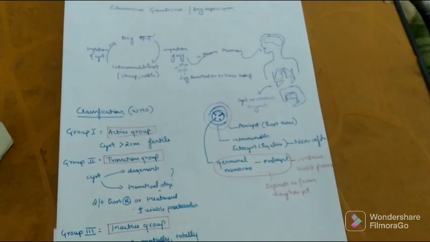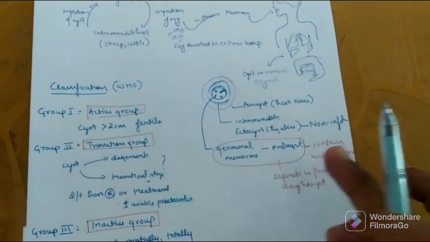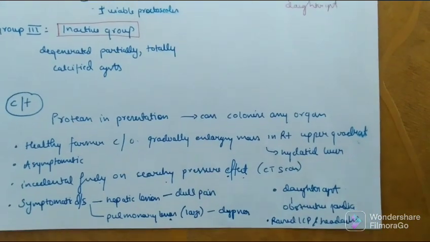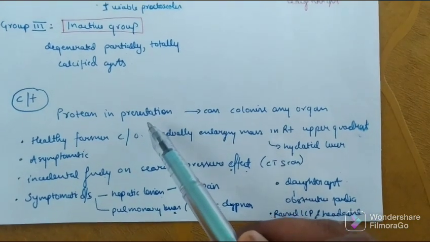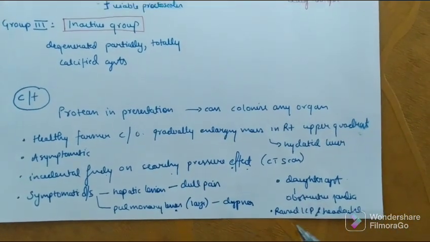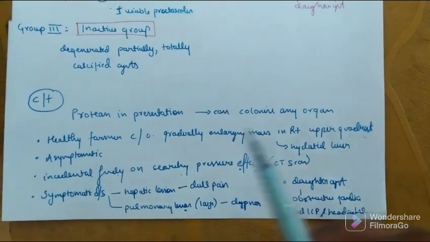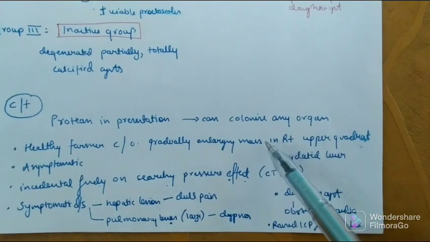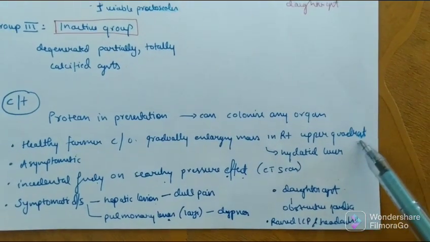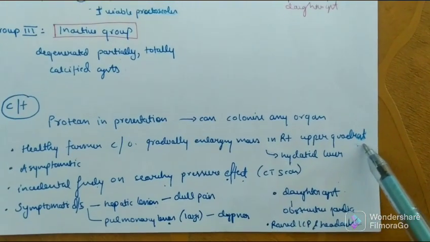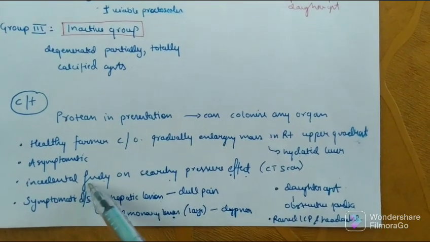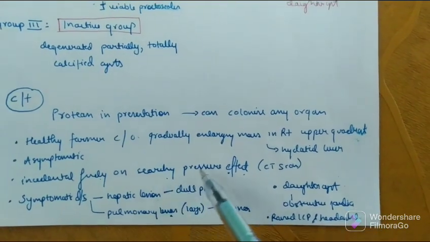So these were about the hydatid disease transmission, the cyst, and the classification. Let's go into the clinical features of the disease. We studied it as protean in presentation because it can colonize any organ. If suspected in a healthy farmer, the farmer will come with a complaint of a gradually enlarging mass in the right upper quadrant. We suspect a hydatid liver. The patients may be asymptomatic. There can be an incidental finding on searching for pressure effect.